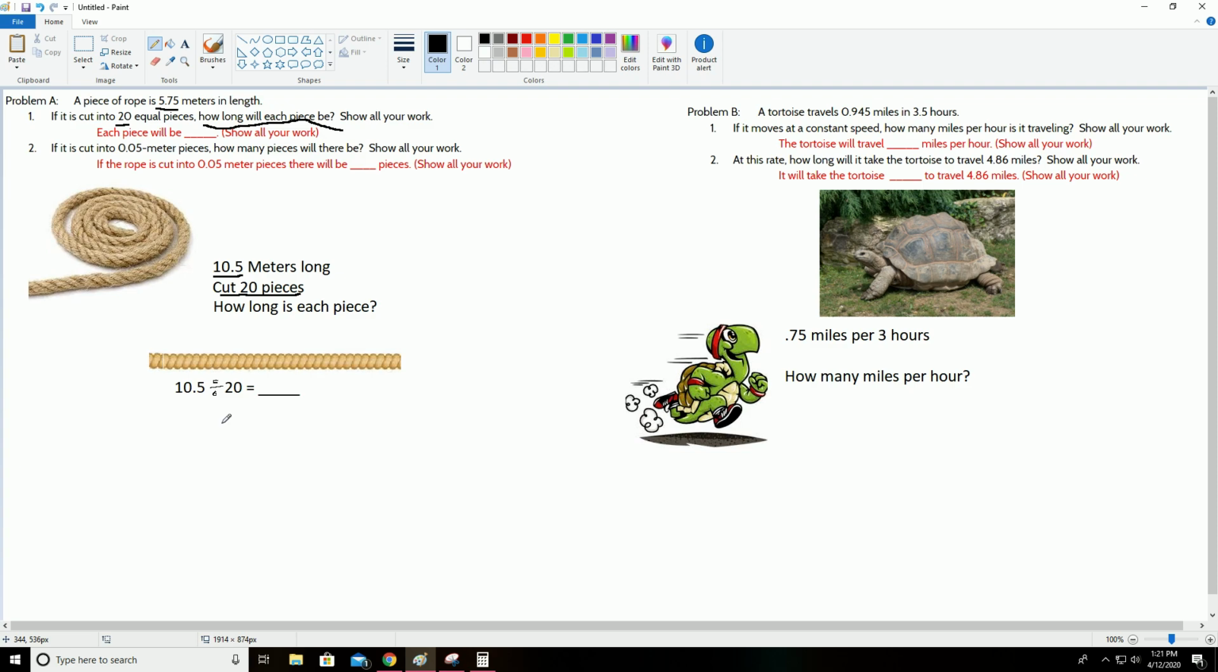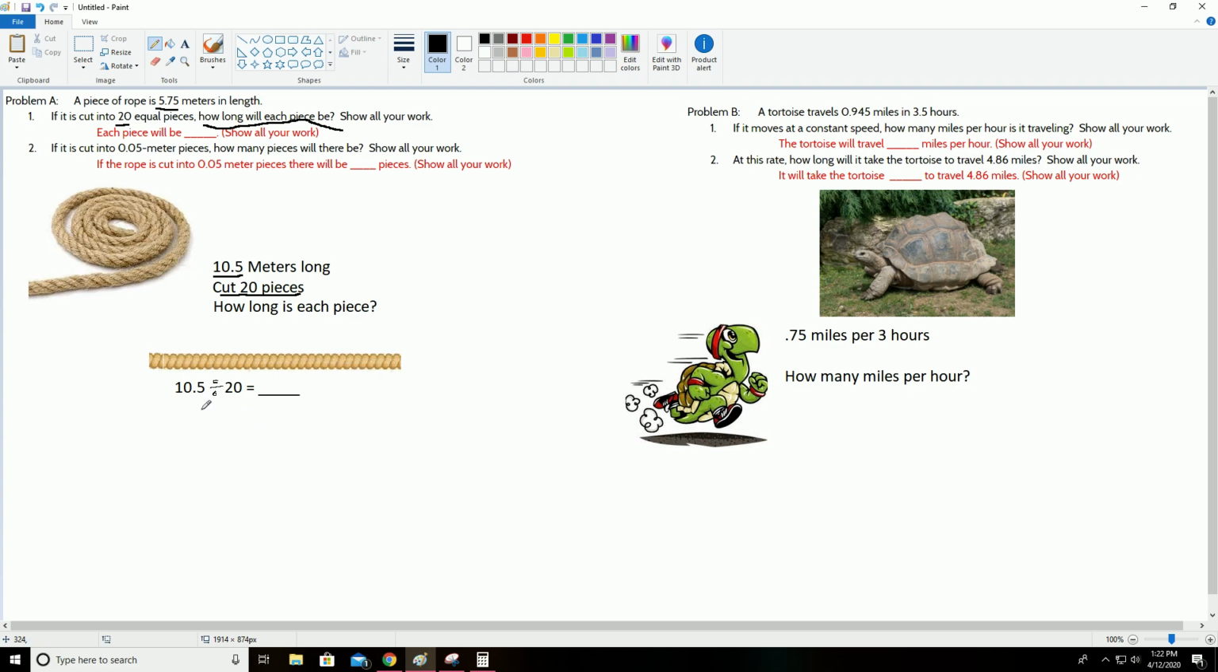Well, if I want to make them all equal pieces, then I probably should divide, because dividing will give me all equal pieces. It will tell me how many times I can get something out of something else. And since we're having 20 equal pieces, I want to take 20 equal pieces out of this right here.